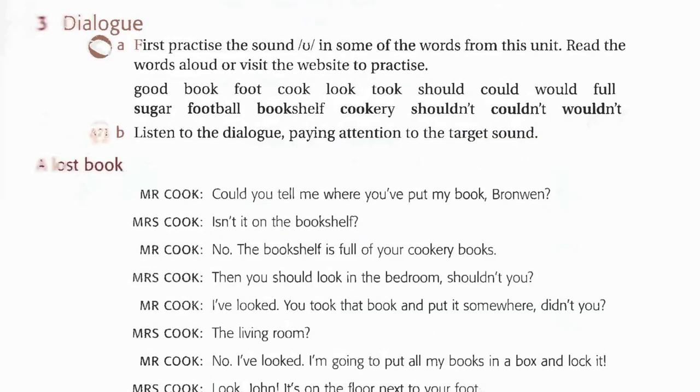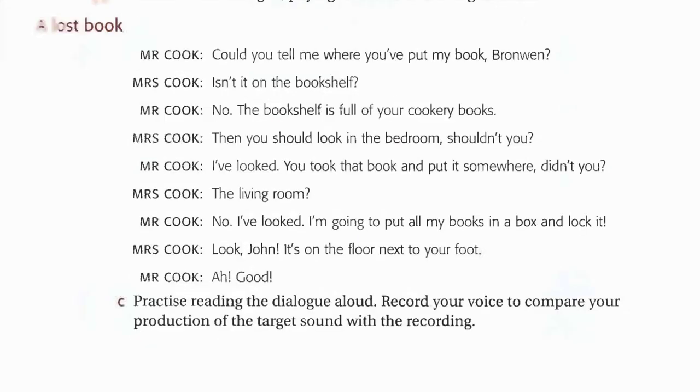3B. A lost book. Could you tell me where you've put my book, Bronwyn? Isn't it on the bookshelf? No. The bookshelf is full of your cookery books. Then you should look in the bedroom, shouldn't you? I've looked. You took that book and put it somewhere, didn't you? The living room? No, I've looked. I'm going to put all my books in a box and lock it. Look, John, it's on the floor next to your foot. Ah! Good.